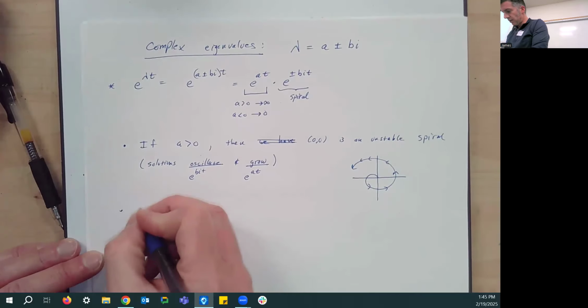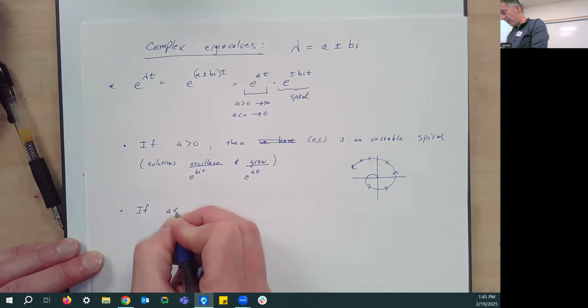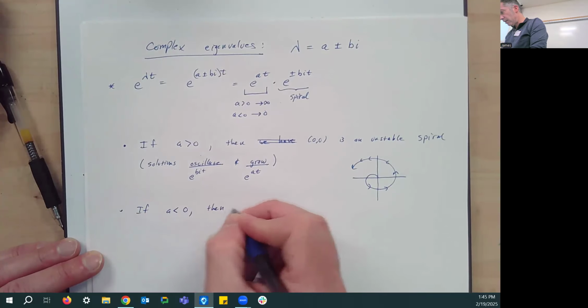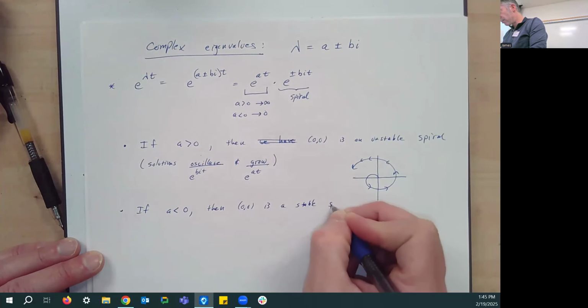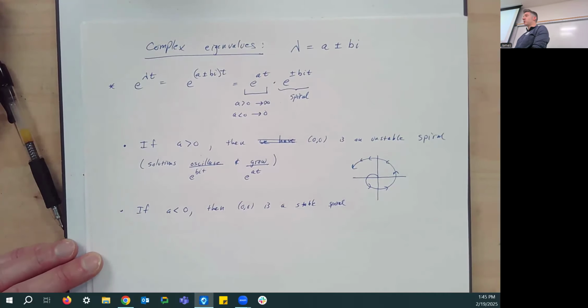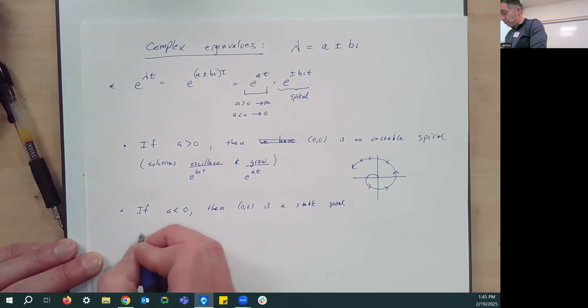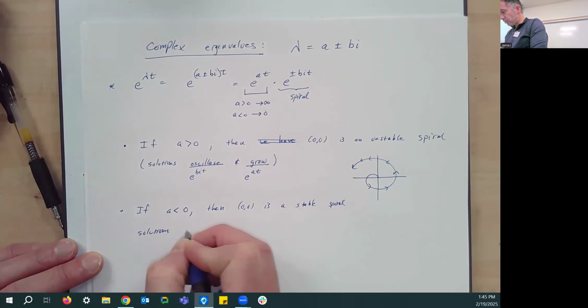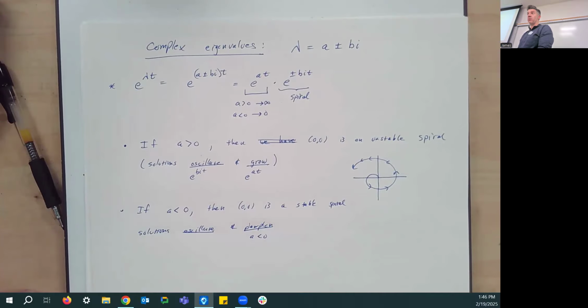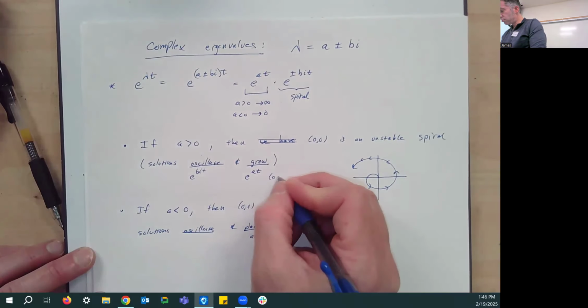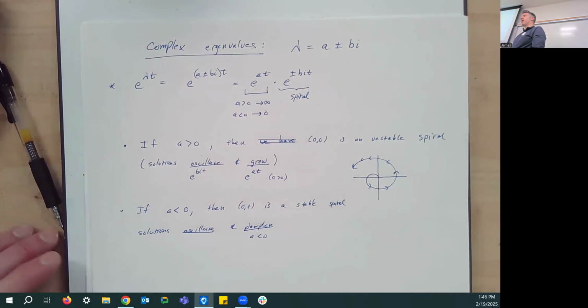Or if the real part is negative, then 0, 0 is a stable spiral. Our solutions oscillate and dampen. Again, we're dampening because a now is less than 0 instead of a being greater than 0. And I could draw another spiral, but I don't think there's much point because it's just going to look the same, except the arrows are going to point inwards.